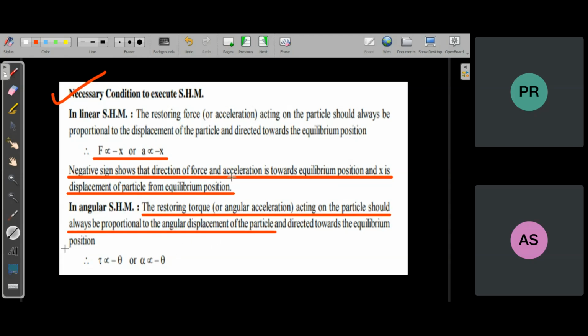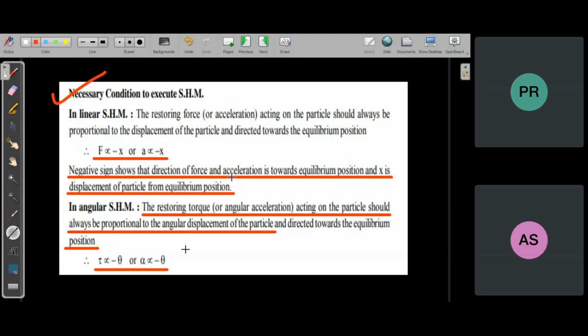And it should always be directed towards the equilibrium position. Means the torque should be in such a direction that it brings the particle back to its equilibrium position. Or you can say that the direction of torque and the direction of angular displacement will be in opposite directions. Because if they are opposite, then only it will bring the particle back and oscillation will take place.